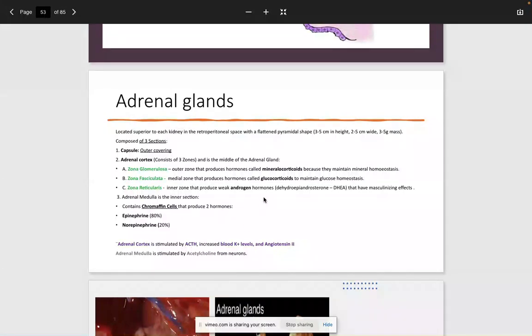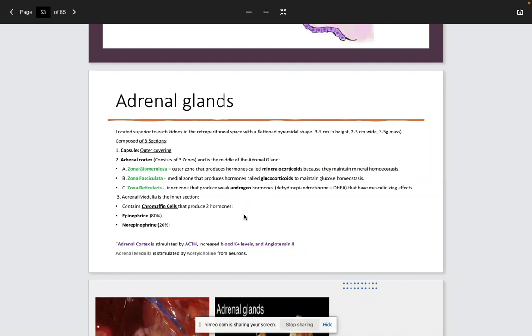It produces aldosterone, or no, I'm sorry, it does not produce aldosterone. That's the renin-angiotensin-aldosterone system. It produces glucocorticoids such as cortisol, as well as having a production of the androgens.